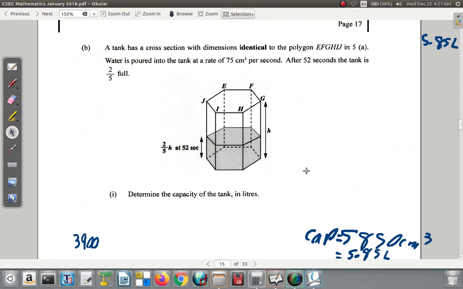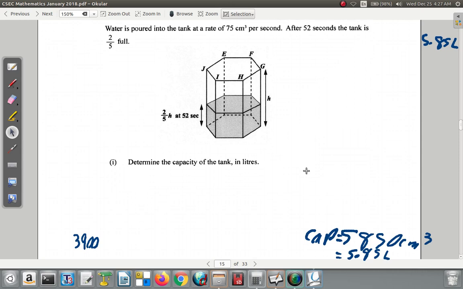So here is 2/3. This is 2/3 the height at 52 seconds. What you could say is that if 2/3 the height is this, then you could compare what you had in liters before to what you have in liters now as one way of calculating it. So let's see what happens.